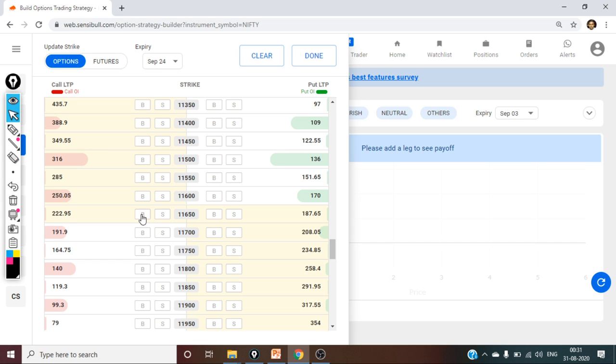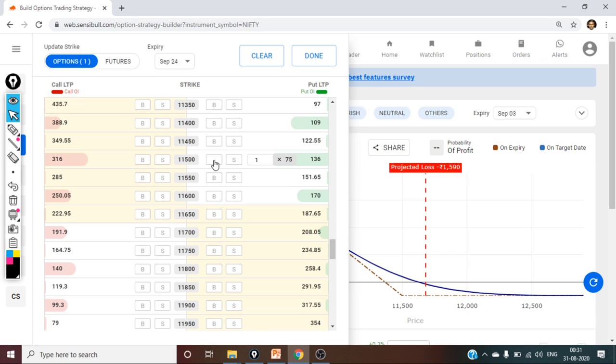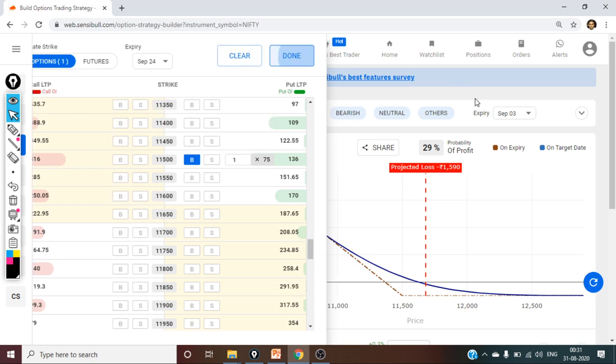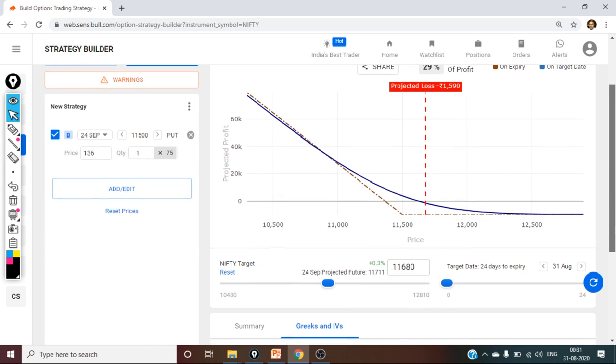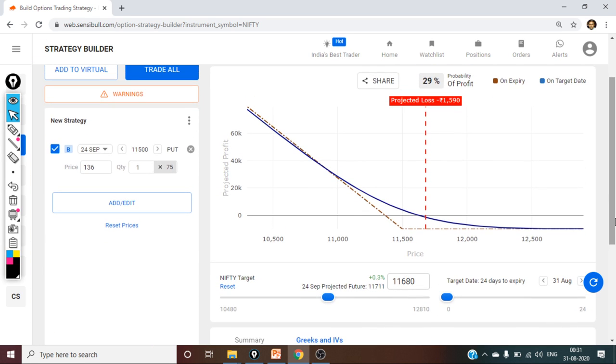Let's say Nifty is around 11,650 and we buy the 11,500 put option for our bearish view. That is our bearish view. I showed you earlier that our view is that Nifty is going to fall below 11,500. So we buy a put option on 11,500.